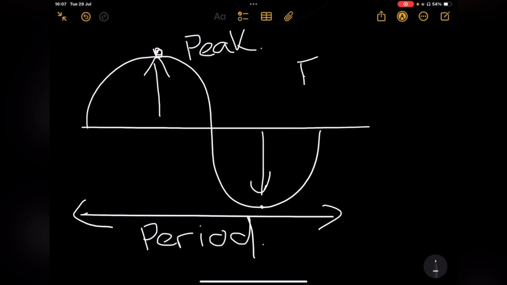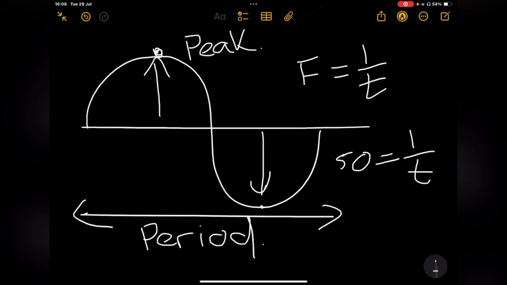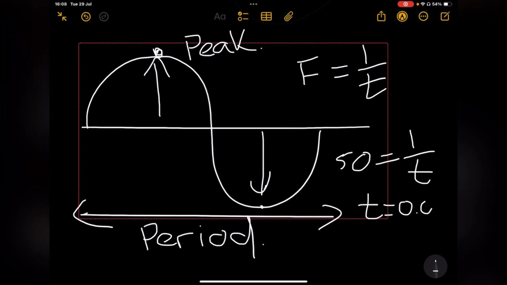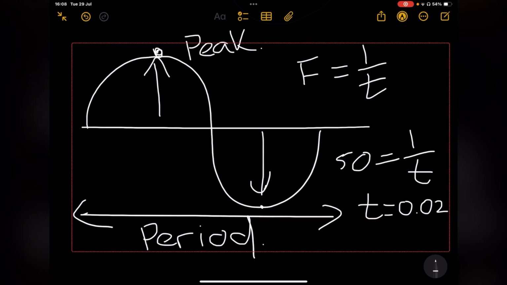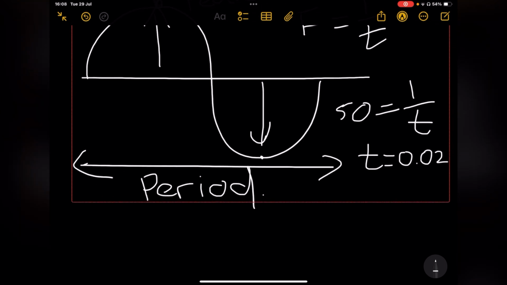Now, frequency is 1 over time. Frequency here in South Africa is 50 hertz. So what is the time per period? If we go 50 equals 1 over t, we can derive t as 0.02 seconds. So this is how long a period takes to complete itself in the 50 hertz frequency range. So we use 50 hertz, so each period is 0.02 seconds. All right, that's easy enough to understand.